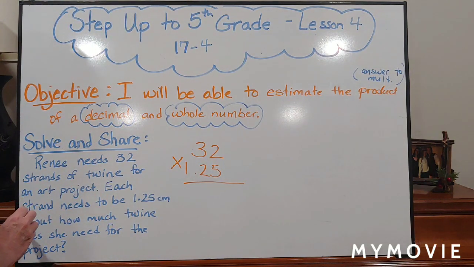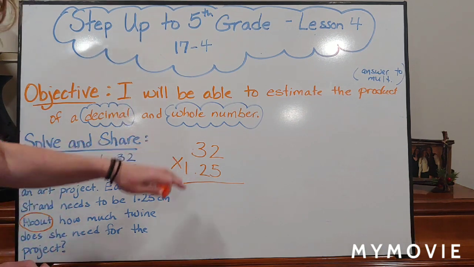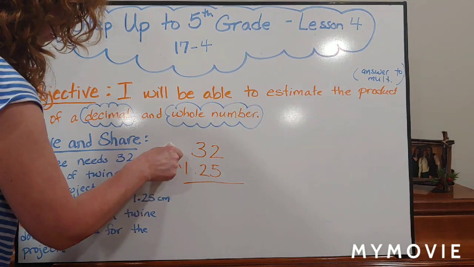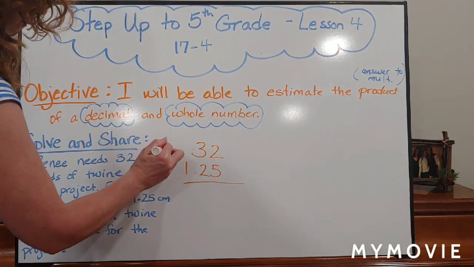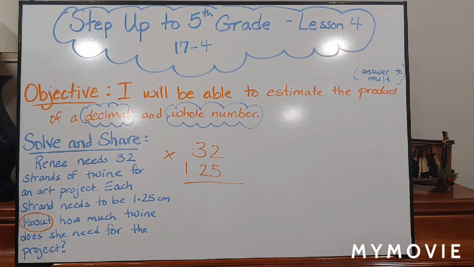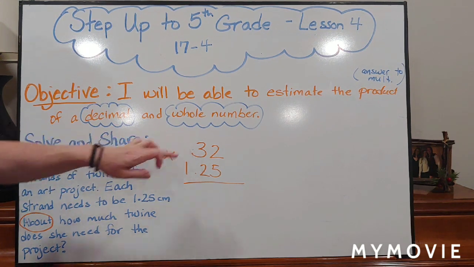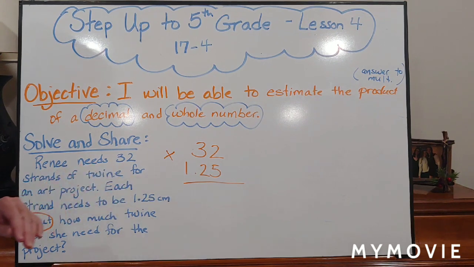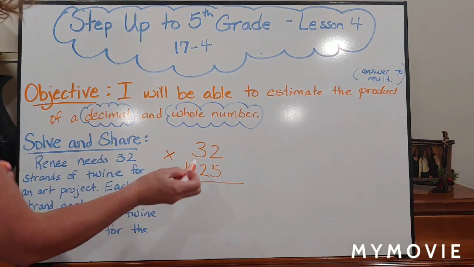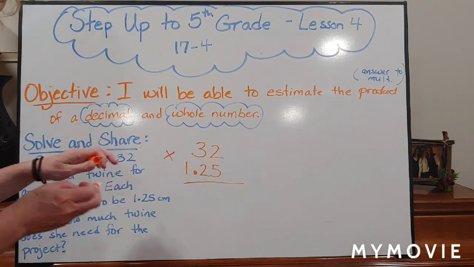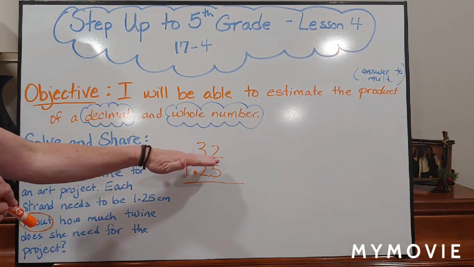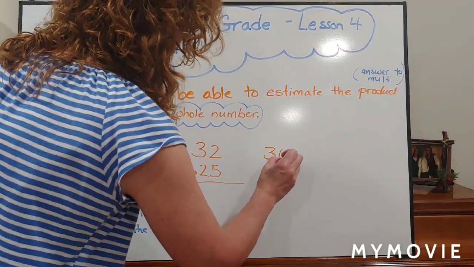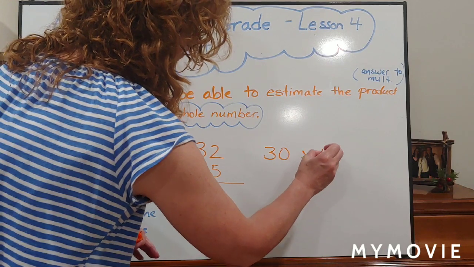Now, we're back to the word about. That means we're estimating. So which of these numbers do we think would make sense to estimate? Let me move this over a little bit so it's a little bit easier to see. Would we estimate our 30? Because it's 32 strands of twine and every twine needs to be 1.25. Or would we estimate our 1.25? If you said 32, that would be correct. So we're going to change our 32 to 30, and we're going to leave our 1.25.